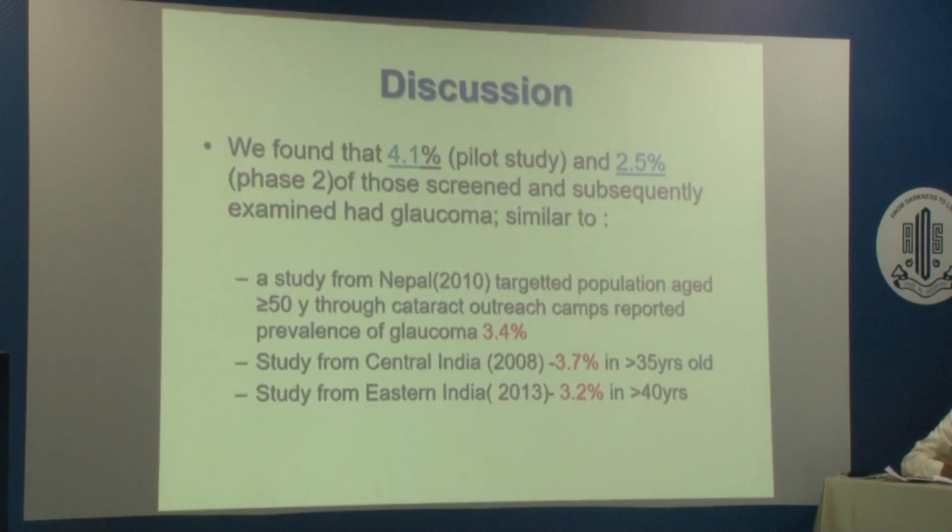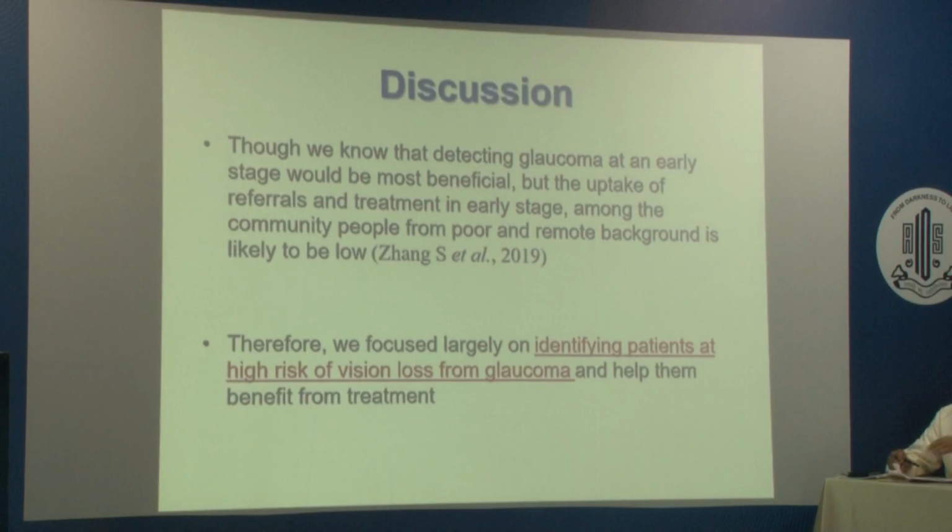So we found that 4.1% in the pilot study and 2.5% in phase 2 of those screened and subsequently examined had glaucoma, which is similar to other studies from Nepal, from Central India and Eastern India. These studies were a little bit variant according to the location and the age groups they concentrated on. Though we know that detecting glaucoma at an early stage would be most beneficial, the uptake of referral and treatment in early stage among community people from poor and remote backgrounds is likely to be low.